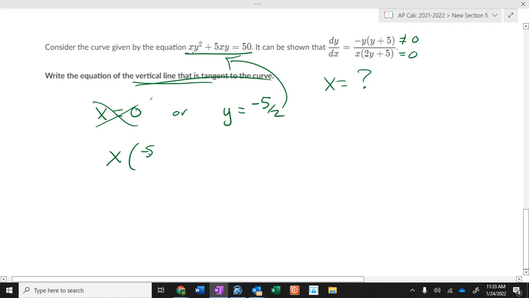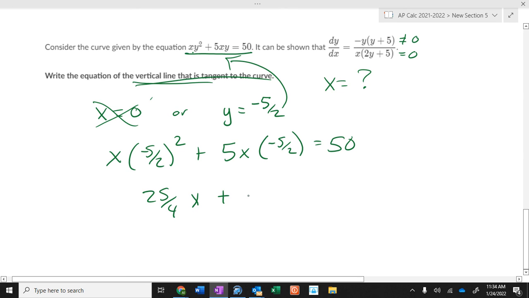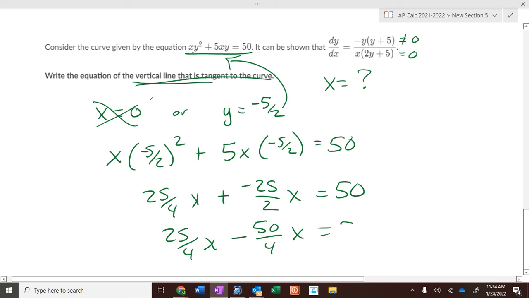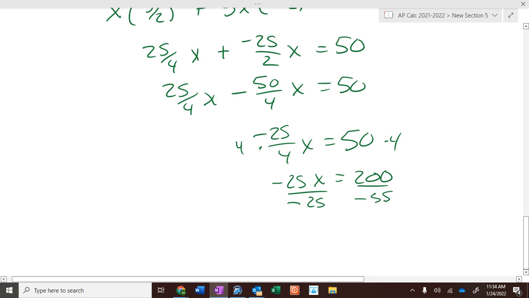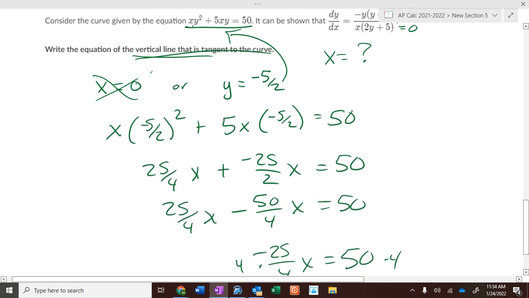So x times negative 5/2 squared plus 5 times x times negative 5/2 equals 50. So 25/4 x plus a negative 25/2 x equals 50. So this is 25/4 x minus 50/4 x equals 50. So negative 25/4 x equals 50. Okay? Now, how do I get x alone? Multiply by 4/25. So negative 25 x equals 200, divide by negative 25. X equals negative 8. So x equals negative 8.